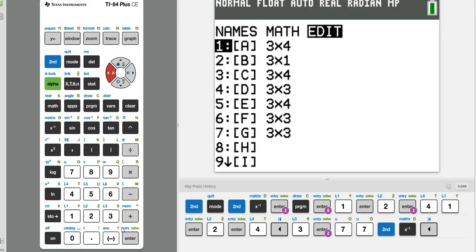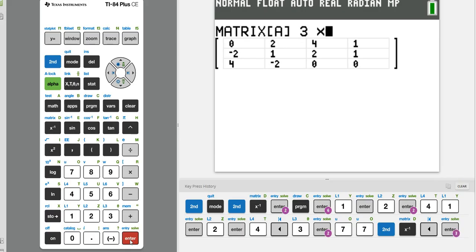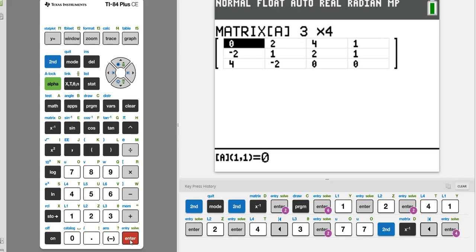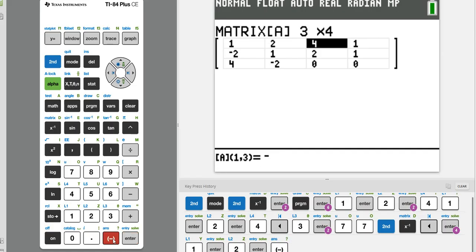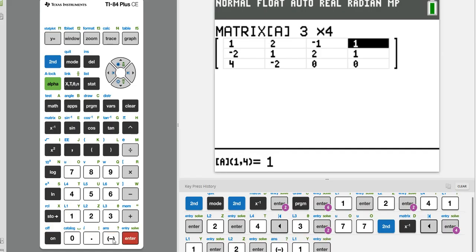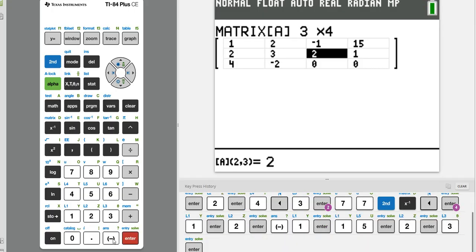So I want to edit this. It's going to be a 3x4. We already know that. So let's type in these numbers. 1, 2, -1, 15, 2, 3, -4, 31.